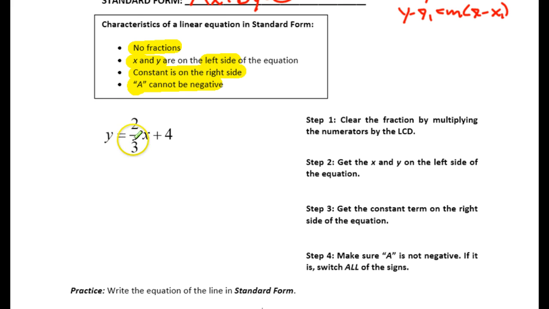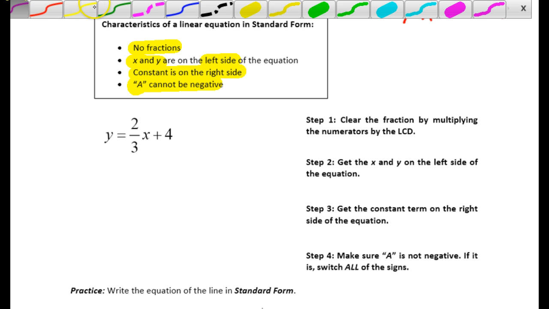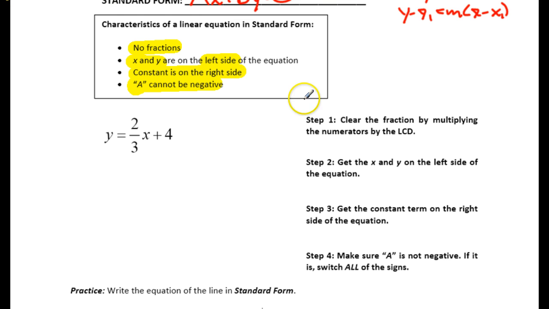Here we have y equals 2/3 x plus 4. Alright, so right now this is slope-intercept, y equals mx plus b. We're going to change it out of that into standard form. So, in order for us to do that, here are the steps. And if you go through these steps, it'll make all these rules true. Okay? So, our first step is to clear the fractions. That means get rid of the fraction, get rid of the bottom number. And we get rid of the bottom number by multiplying by the least common denominator, which will typically just be the bottom number. Not always, but mostly.